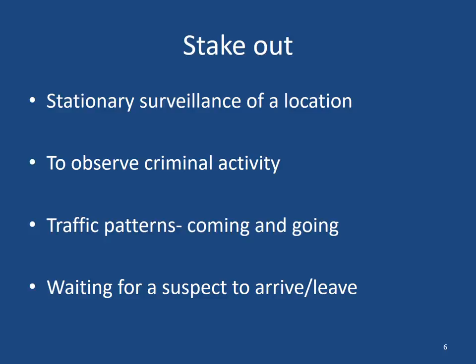If we're looking for certain traffic patterns or whatever, instead of having, as you see in the movies, the surveillance van, they're now using closed circuit TV. It's being transmitted to another location. It's easy to install. It's easy to conceal. It's hard to detect. So these are things that can be helpful in increasing your effectiveness. The stakeout may again be waiting for a suspect to arrive or leave in a certain area.